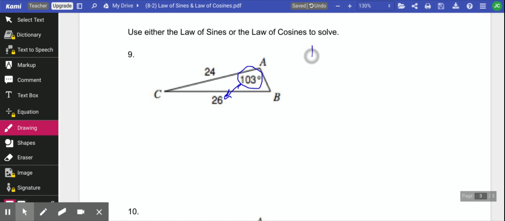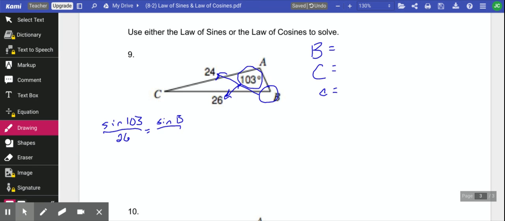Now let me write down, we're trying to find angle B, angle C, and side C. Okay, so we do know the sine of 103 over 26, we can put that in, and then we can find another one. Let's say we want to find angle B next. So sine of B over 24. So again, if you can use law of sines, do it. We're going to cross multiply. 24 sine of 103 equals 26 sine of B.